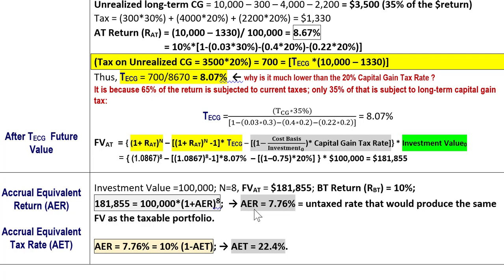But to calculate this number, you have to have that future value. In other words, you need to find out what exactly the true future value of this investment is, associated with different tax rates.